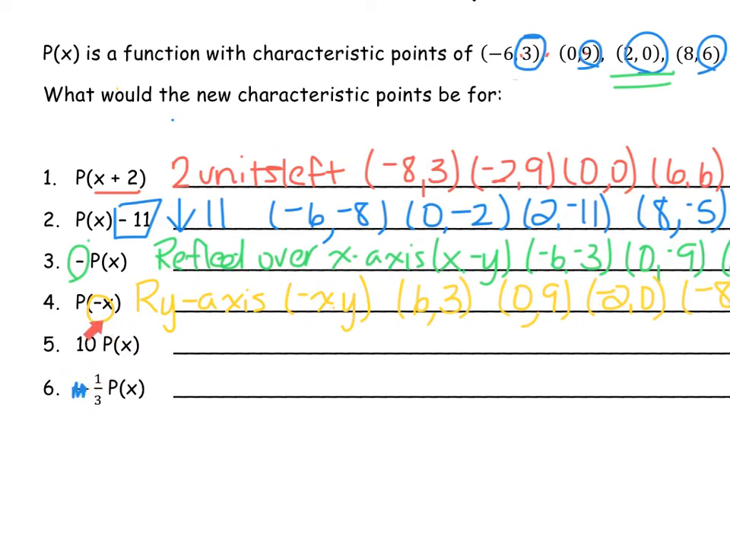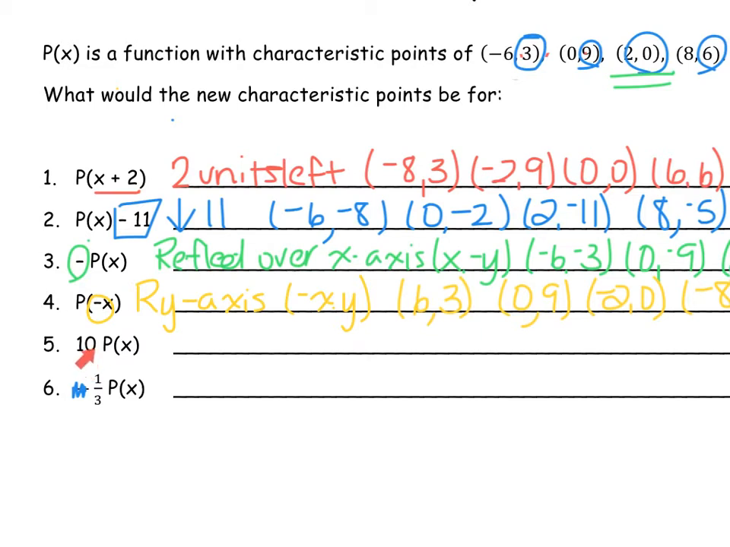So just real quick, now we're multiplying 10 times p of x. If p of x is equal to y, then we're multiplying 10 times the range. So this is going to increase the distance from our x-axis. It's going to give us a vertical stretch of 3.